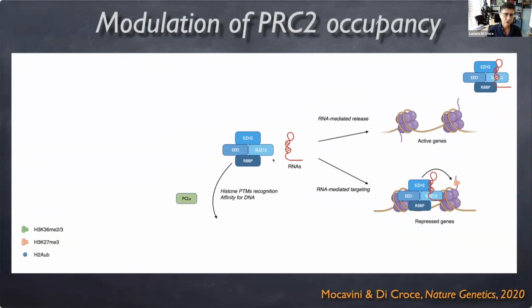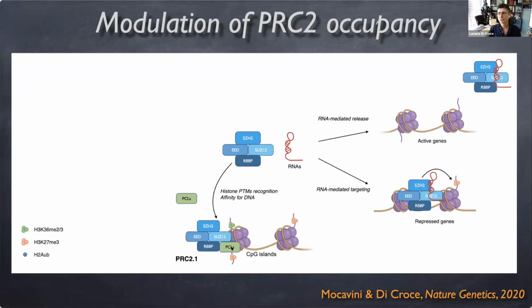And we know that the interaction of PRC2 with other Polycomb subunits, like for example PCL, can facilitate the binding to the chromatin template. This is due to the fact that the PCL proteins are capable not only of recognizing some histone modifications, as I will mention in a second, but also of interacting with a stretch of methylated CpGs.